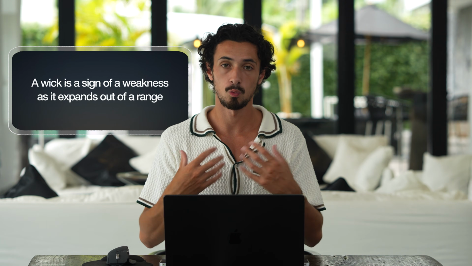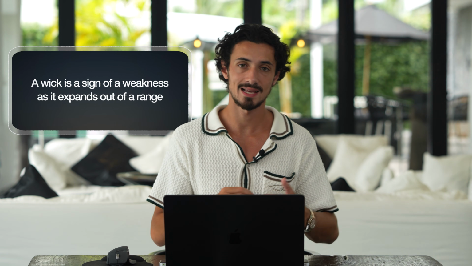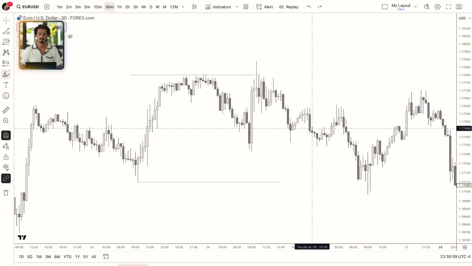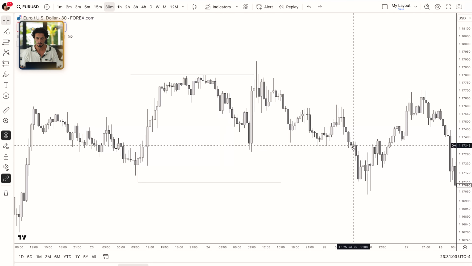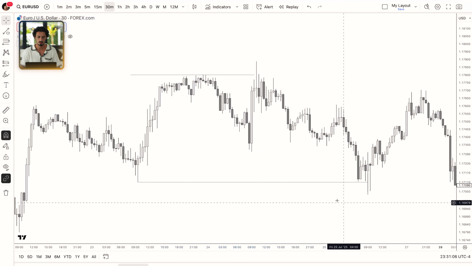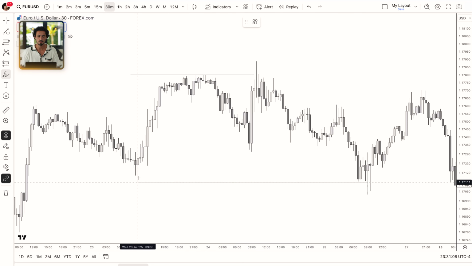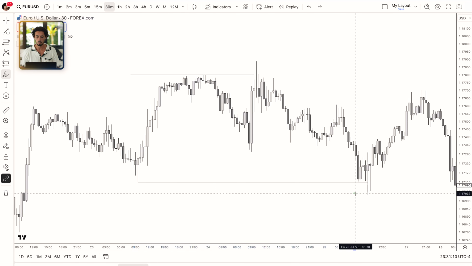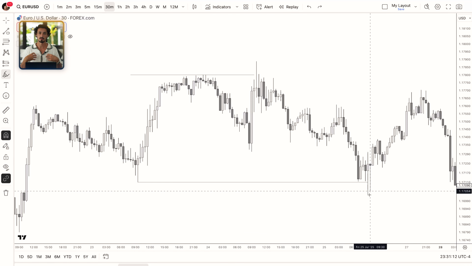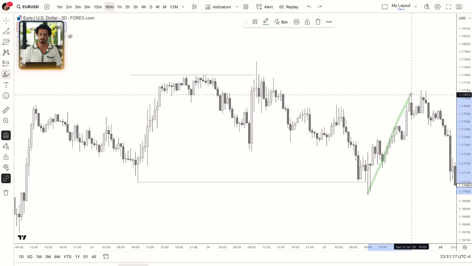And because of that, you can already indicate weaker price action. So if I know that a wick is a sign of weakness as it expands out of a range, then why would I want to buy out of that range? It's going to likely go in the opposite direction. The same is true on the sell side, right? You can see we get the wick and then we have a reversal, right? If we then look at the low down here, ultimately what happens? We fail to break through this low. We wick the low. That to me is a sign of weakness, right? It's a sign of reversal. And then you can see we end up reversing and we come back up here.